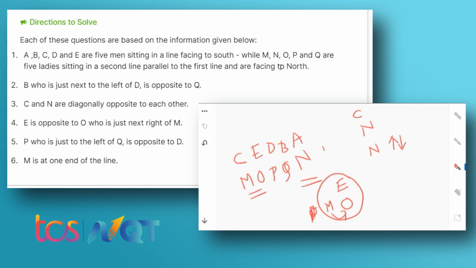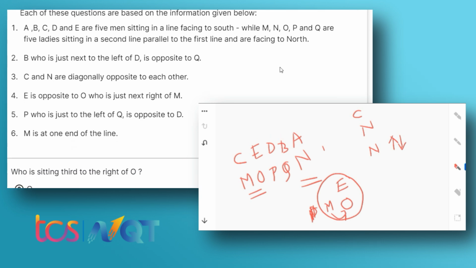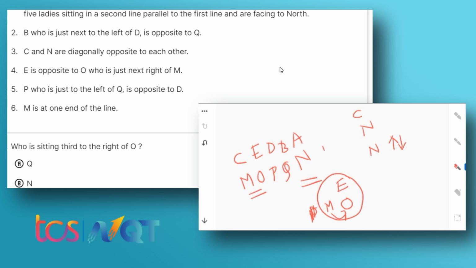Now let's go to the question. Who is sitting third to the right of O? O is present here, right? So let me remove this, so that it will be clear to you.